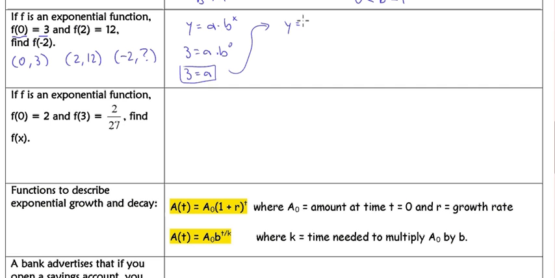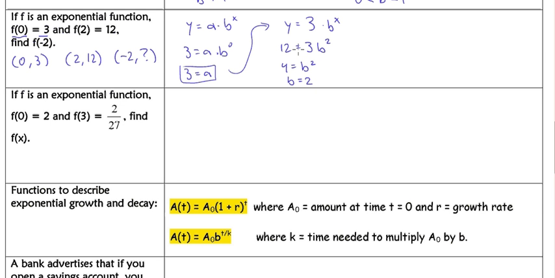Now we can plug that back into another generic equation. So y equals 3, because we know that's what a is, times b to the x. And now we'll replace x and y again with our next values. So 12 equals 3 times b to the second power. Divide both sides by 3. We have 4 equals b squared. So b equals 2.